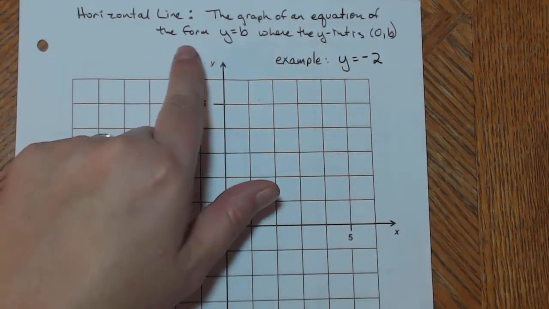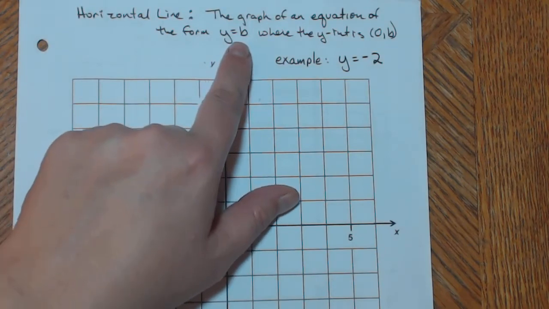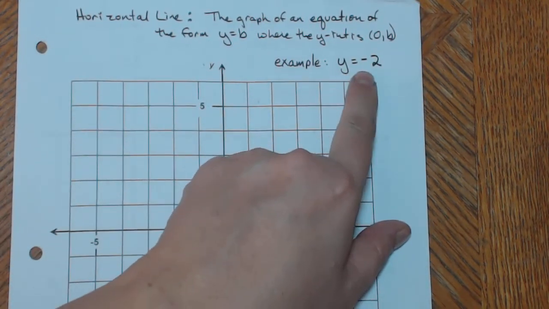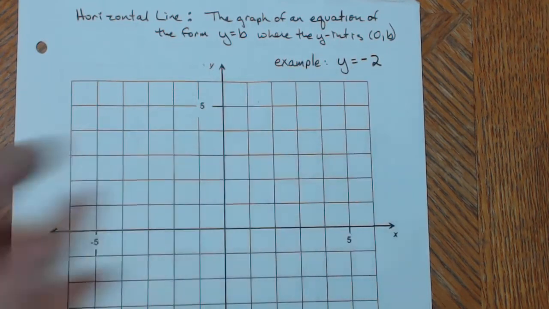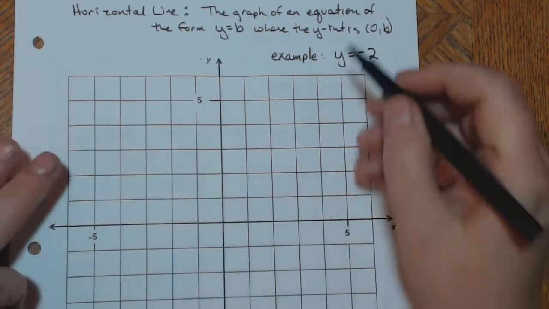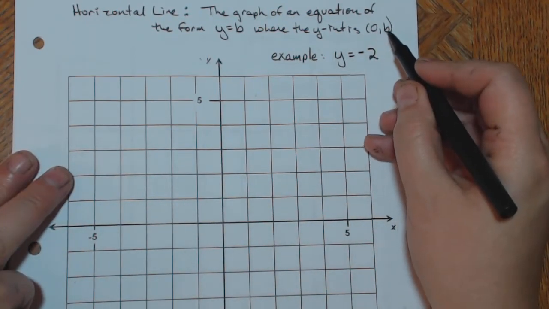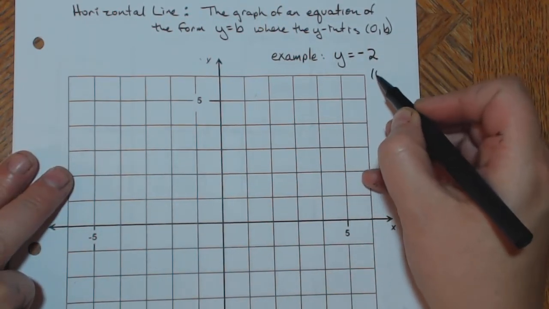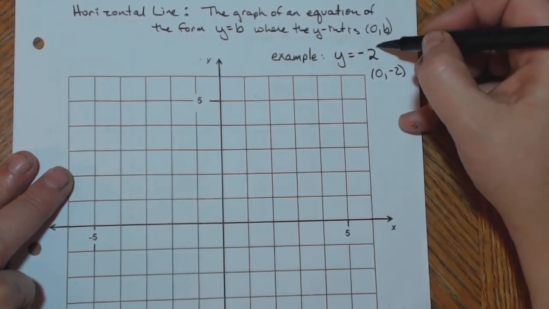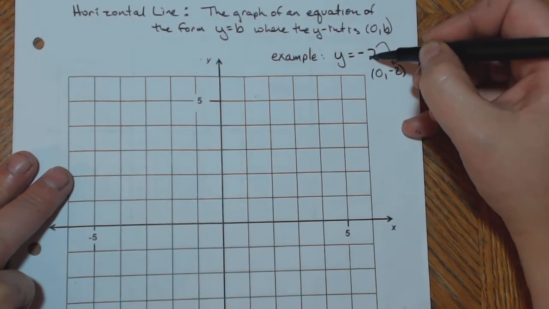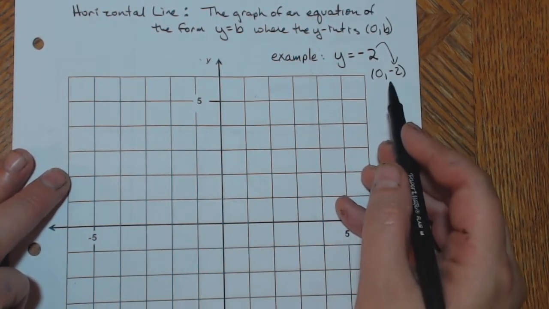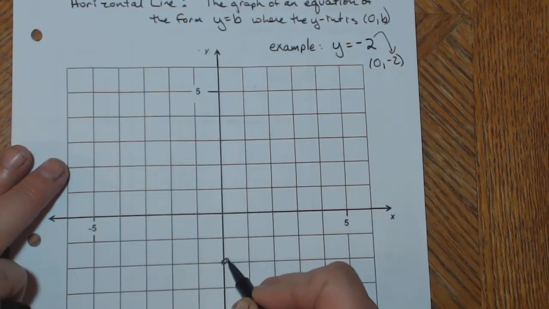It's the graph of the equation of the form y equals b, where b is a number. So here's an example, y equals -2. So if I went to y equals -2 and I said the y-intercept is (0, -2), because for a horizontal line, the y-intercept is always that number. I could go down and plot that point, (0, -2).